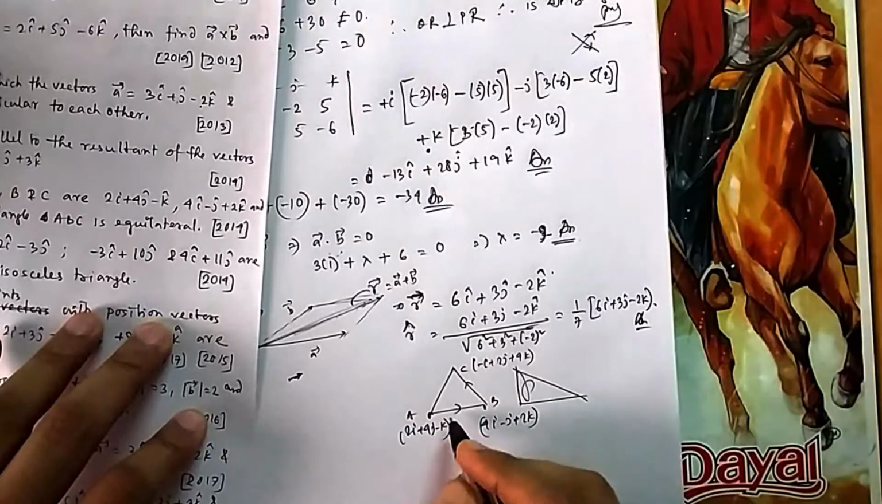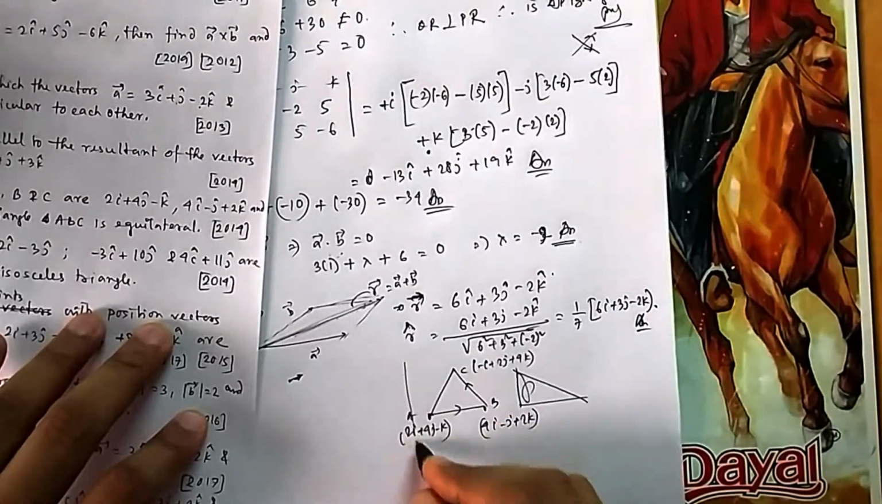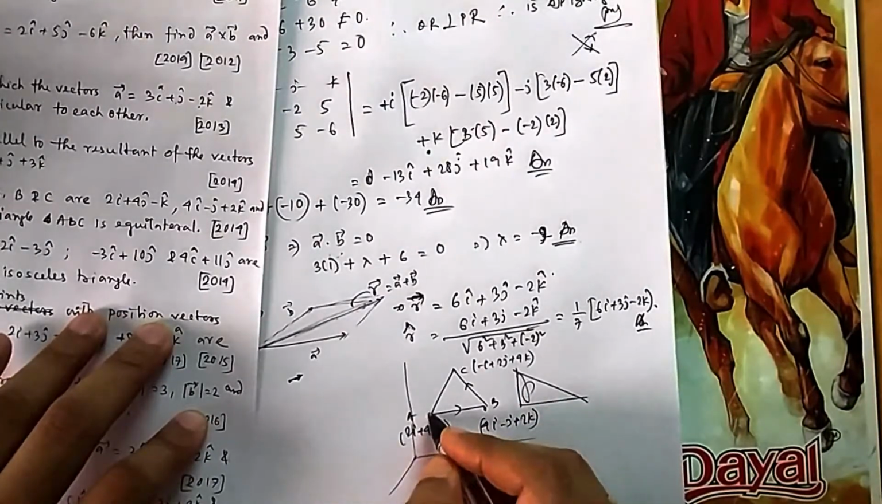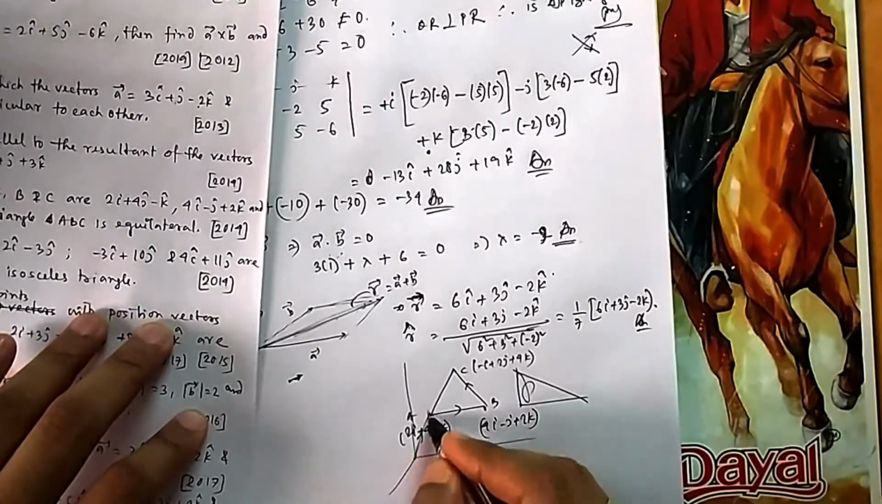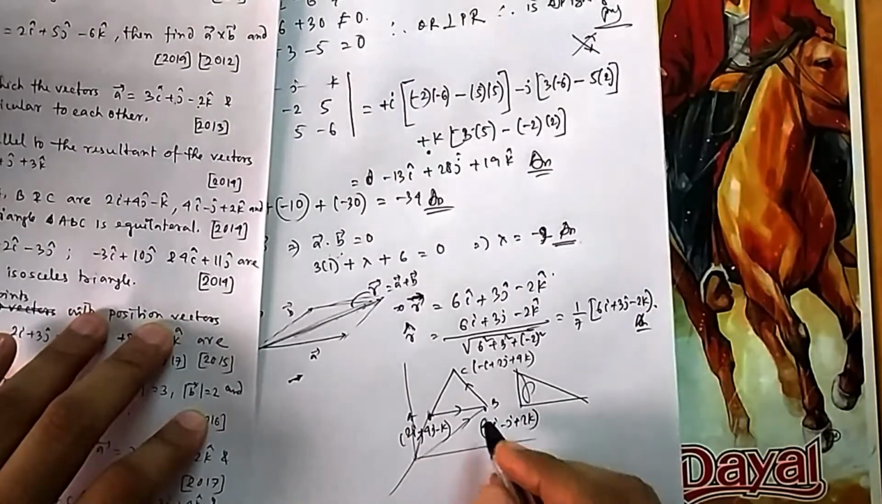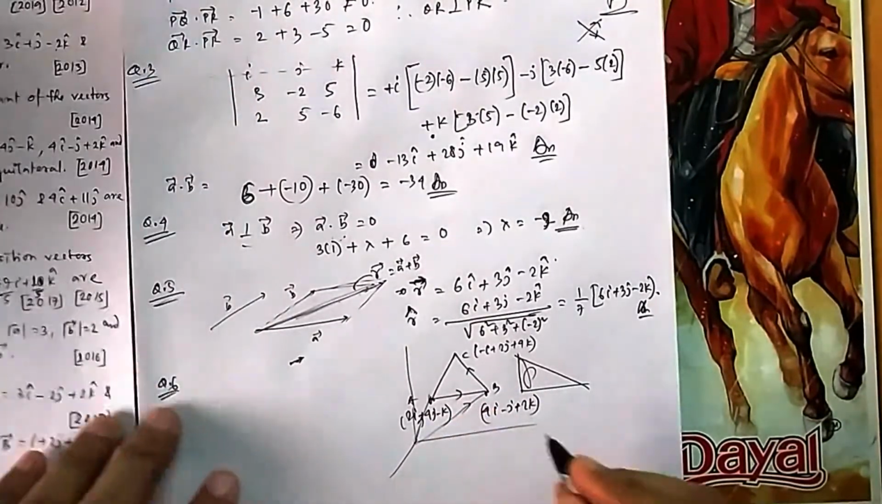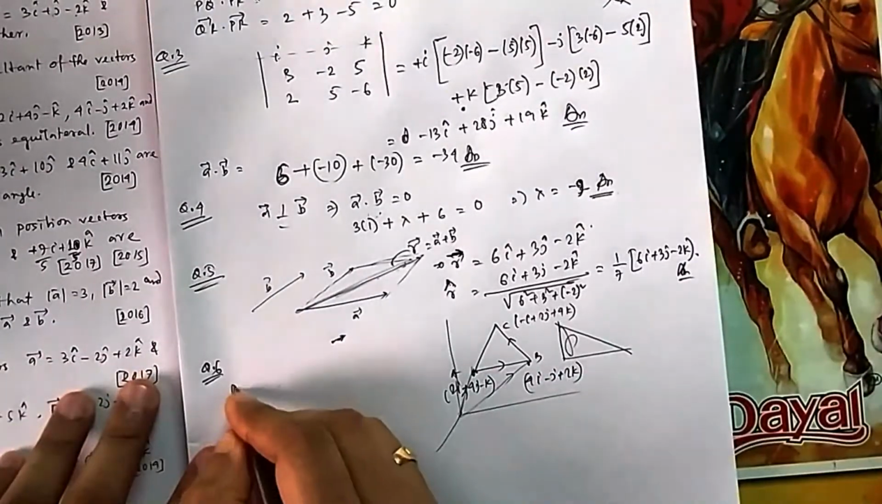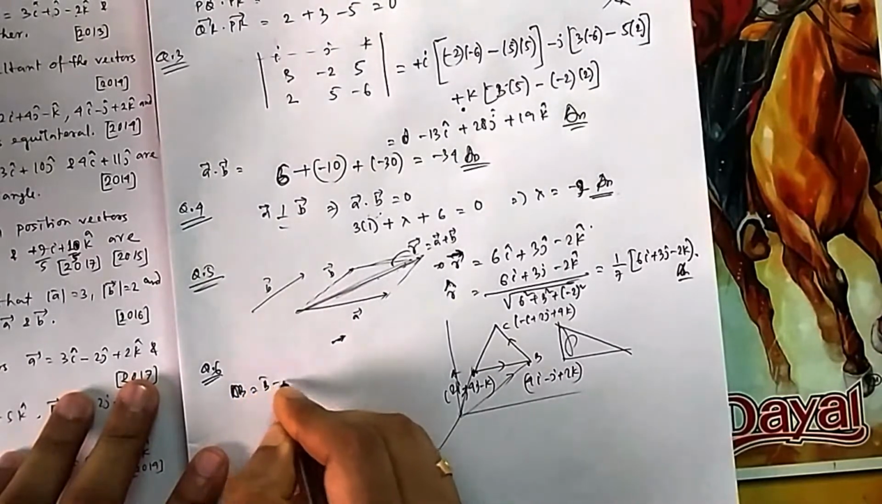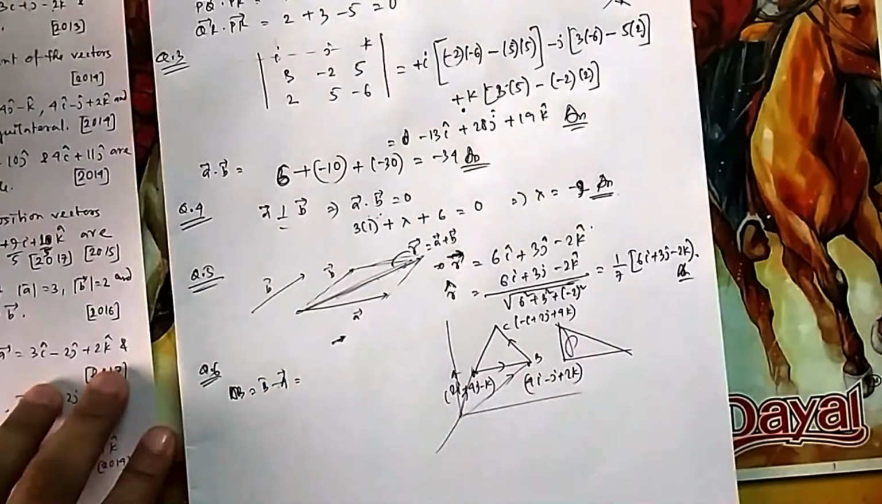So you can find this vector, AB vector. These are not vectors, these are point positions, so you have to be careful. This is actually the OA vector, this is the OB vector, or you can say these are position points. If you need to find the AB vector, then this minus this. So your AB vector will be B minus A, the way we have done for question number 2.